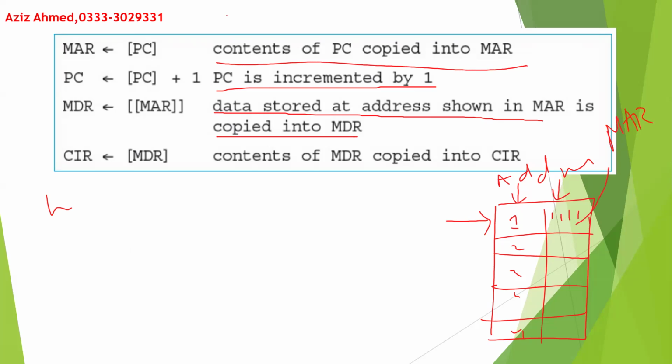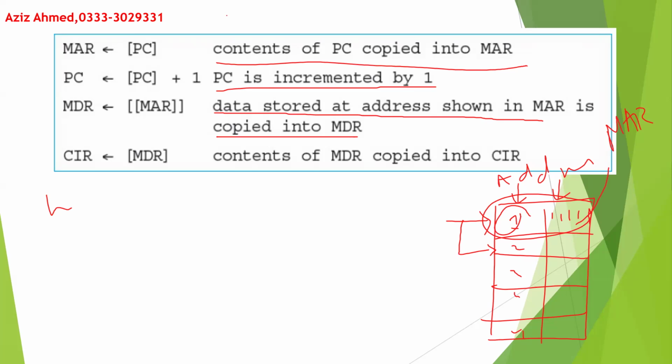So it means this data has gone for processing. Now PC will point here. This is called PC is incremented by 1. It means after processing this data, the second instruction will be processed. After completing processing of instruction 1, the second instruction will be processed. Got the idea? Now, whenever the processor becomes free, it will check PC. PC is pointing to instruction number 2.